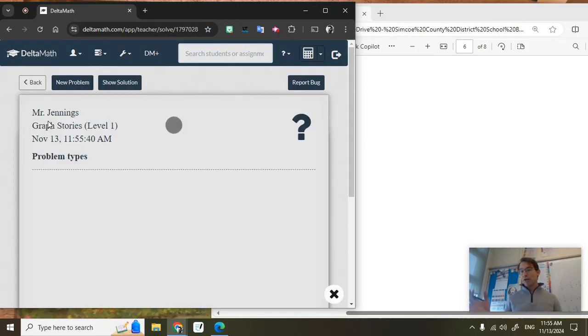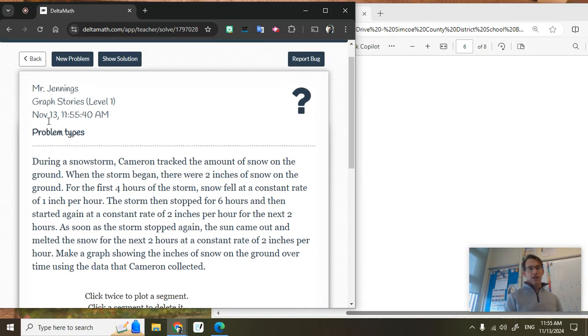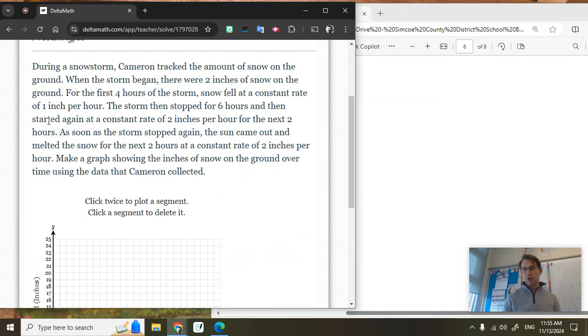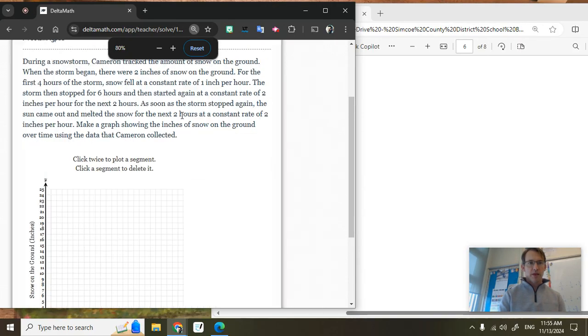So let's take a look at some graph stories. Who doesn't love a good story? During a snowstorm, we're going to do a lot of reading and then create a graph based on our reading. So Cameron is tracking the amount of snow on the ground. That's great, good for him. When the storm begins, there are 2 inches of snow on the ground.